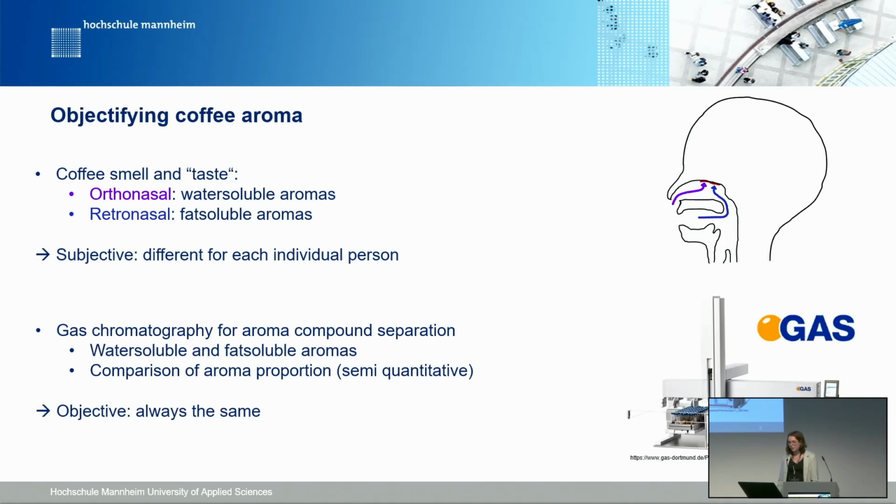And we want to somewhat objectify that by using gas chromatography for aroma compound separation, where we can separate water-soluble and fat-soluble aromas in the same measurement and compare the proportion of the specific aroma, which is then a semi-quantitative method, but with a calibration we would also be able to quantify them.